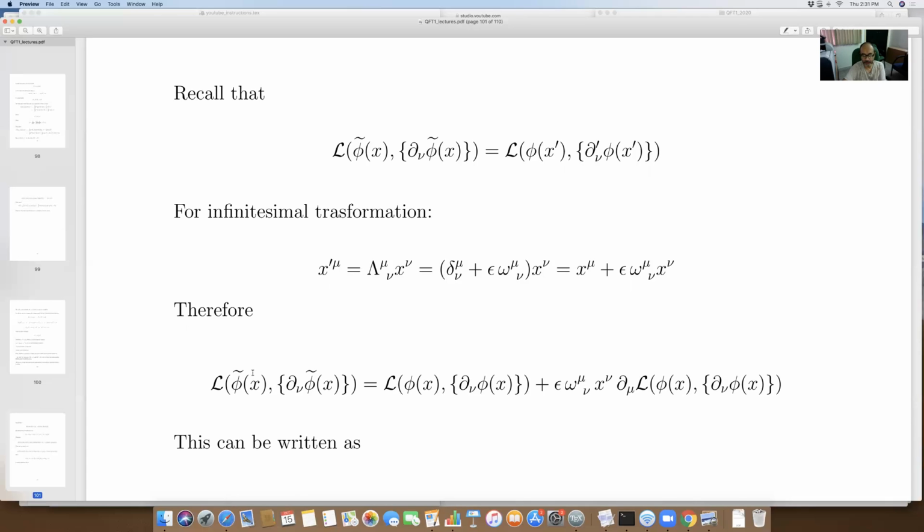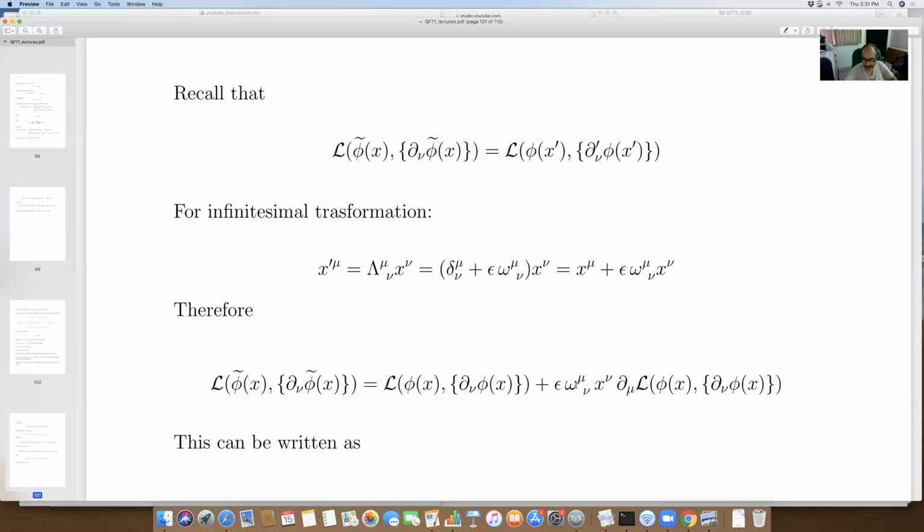We are doing this because we have to find k mu, right? And k mu, if you recall, is related to the difference between these two. To construct k mu, we have to calculate the difference and write it as a total divergence, del mu k mu. That's what we are trying to do. But here we see that we are more or less there. There's a del mu which has appeared here, but somehow there's an x nu sitting outside.